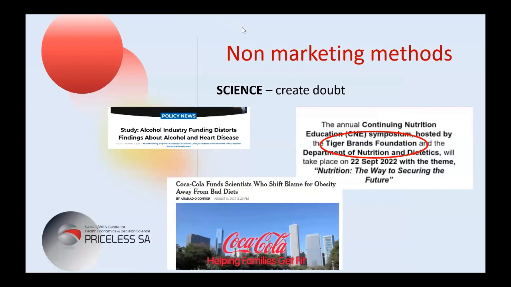What are some of the non-marketing methods? So one of the important things that this audience really needs to understand is that the industry uses non-marketing methods such as creating doubt among science. So they fund a lot of research, and this industry-funded research creates doubt in the minds, particularly of the policymakers, not necessarily in the minds of scientists. But what happens is that the policymakers then step back from policies that might really prevent all these illnesses.